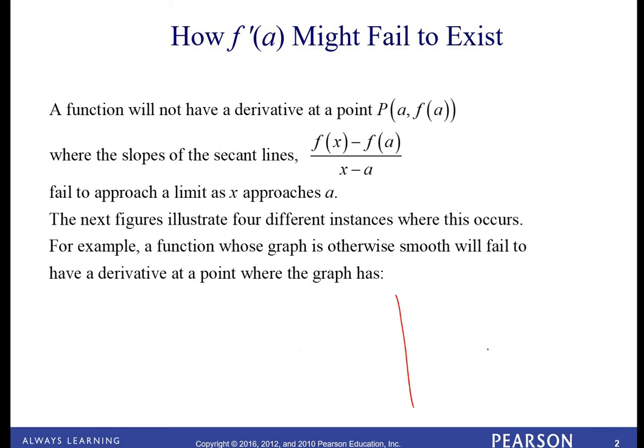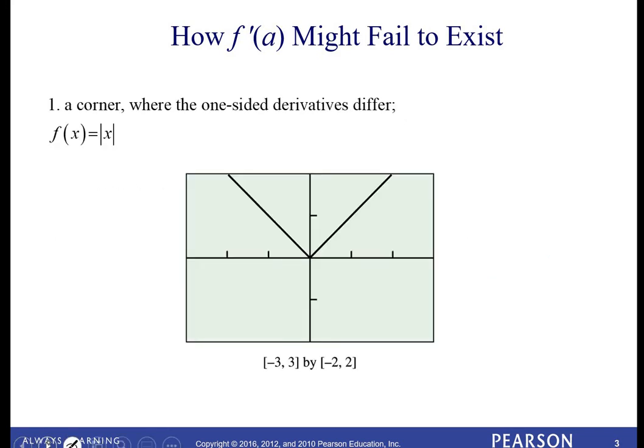In other words, when we have a function and we're looking for a derivative at a certain point, the slope of the secant line from one side and the slope of the secant line from the other side need to approach the same value, so that when they are near each other, the slope is the same. That's what differentiability is. So here are 4 different instances where a derivative fails to occur. A function whose graph is otherwise smooth will fail to have a derivative at a point where the graph has one of these 4 things.